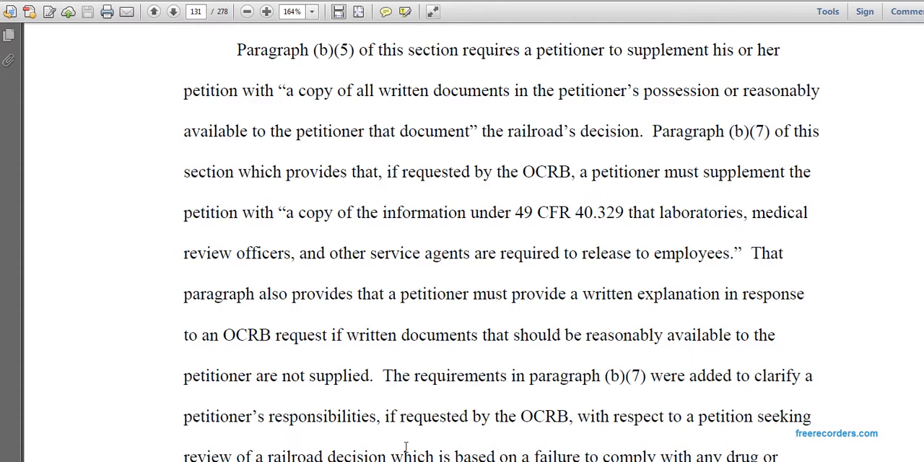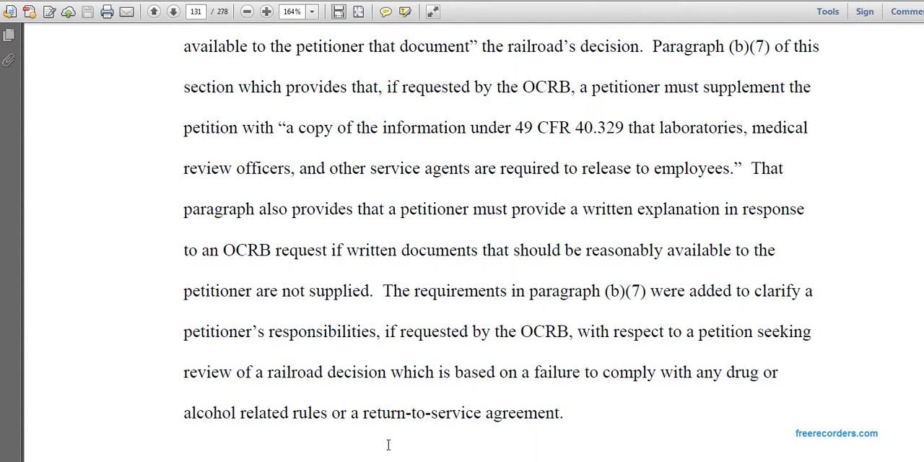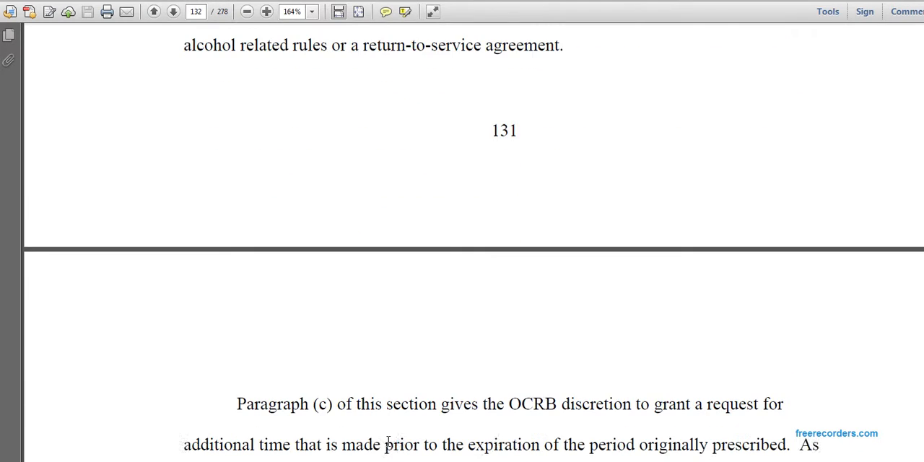The requirements of paragraph B7 were added to clarify a petitioner's responsibility if requested by the Operating Crew Review Board with respect to a petition seeking the review of a railroad decision, which is based on a failure to comply with any drug or alcohol related rules or return-of-service agreement.